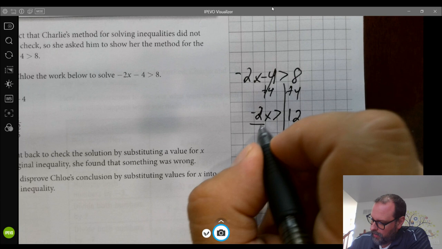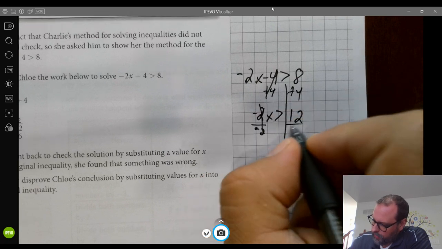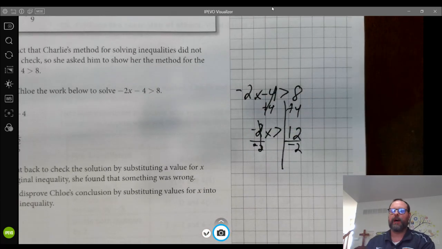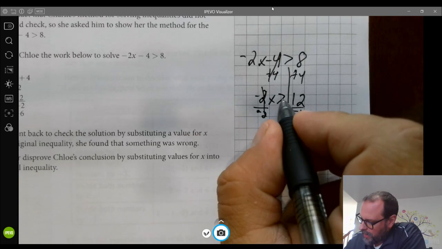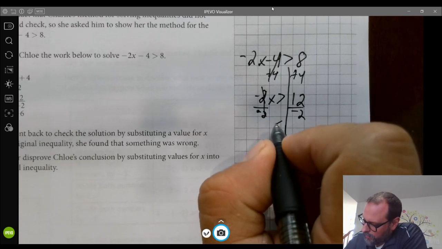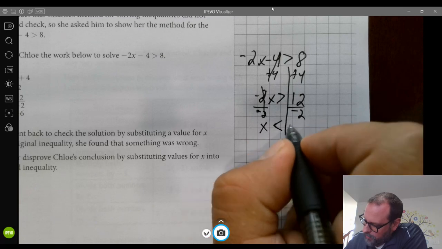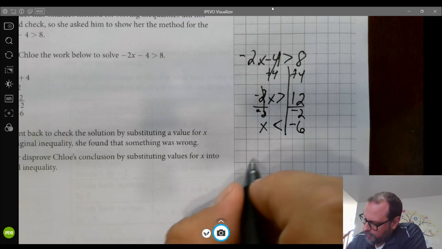Now, I'm guessing almost all of you would be like, oh, I know the next step, it's divide by negative 2. And you are exactly right, because it's attached by multiplying. However, this is where you need to stop for a moment, and you need to flip it. What do you need to flip? The inequality. When you divide by a negative, this inequality that was a greater than now becomes a less than.